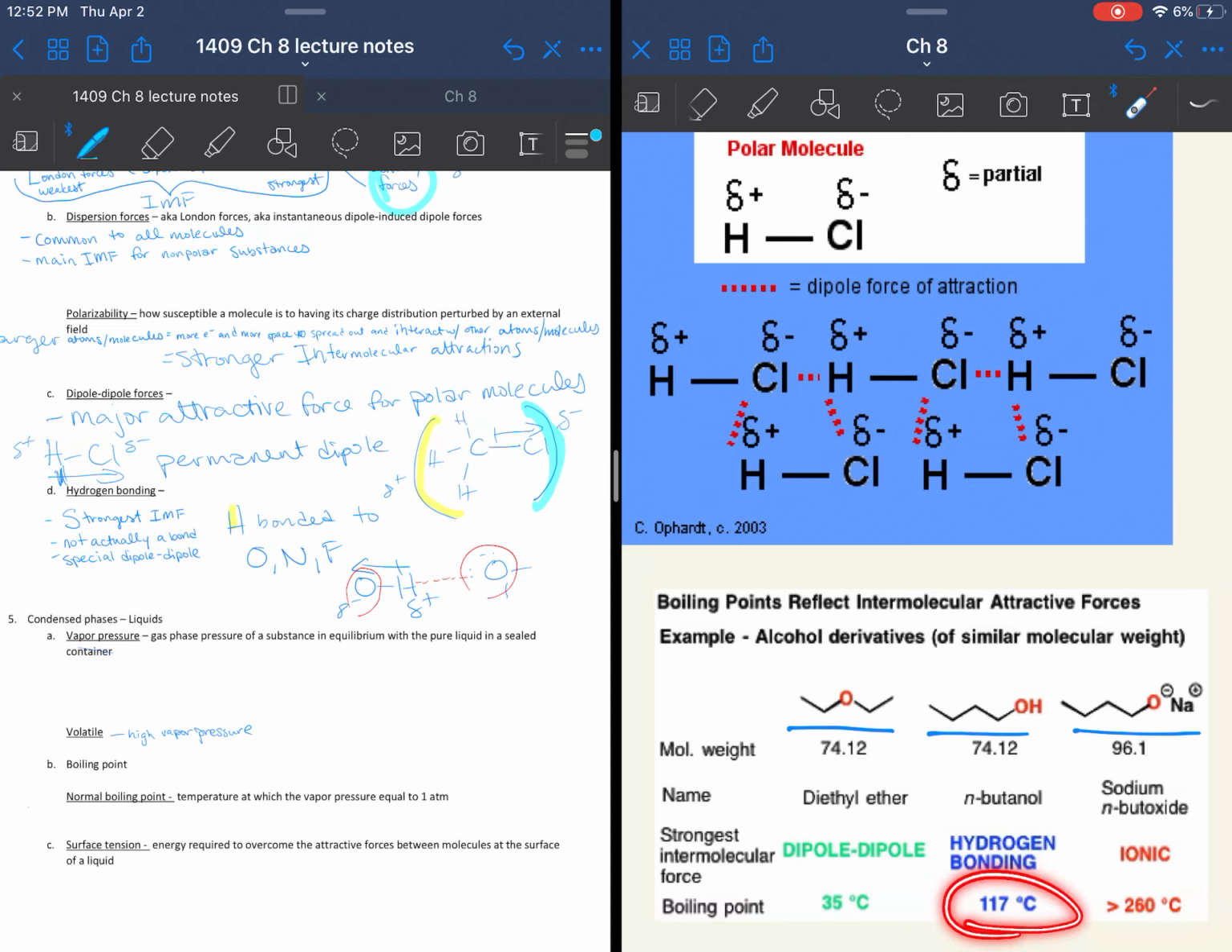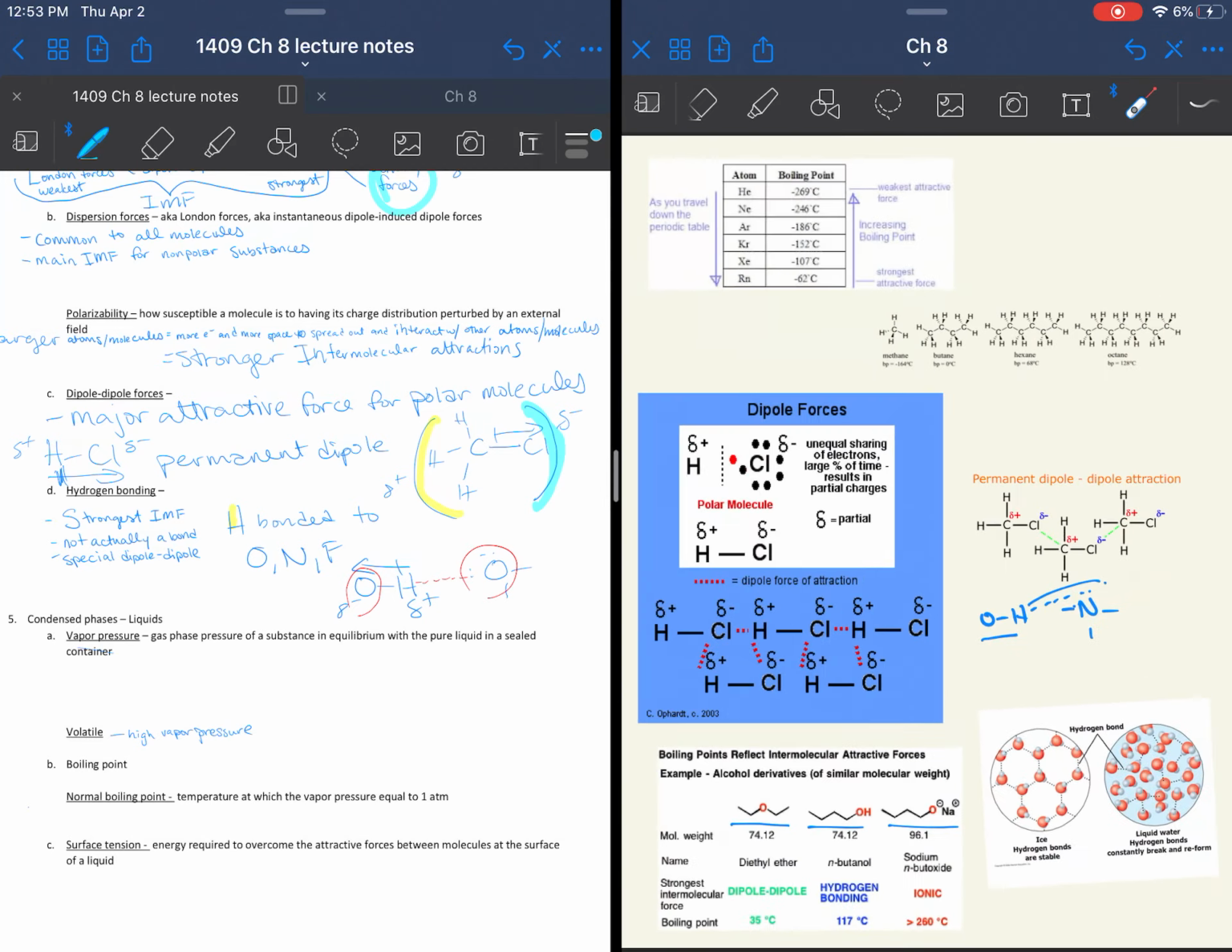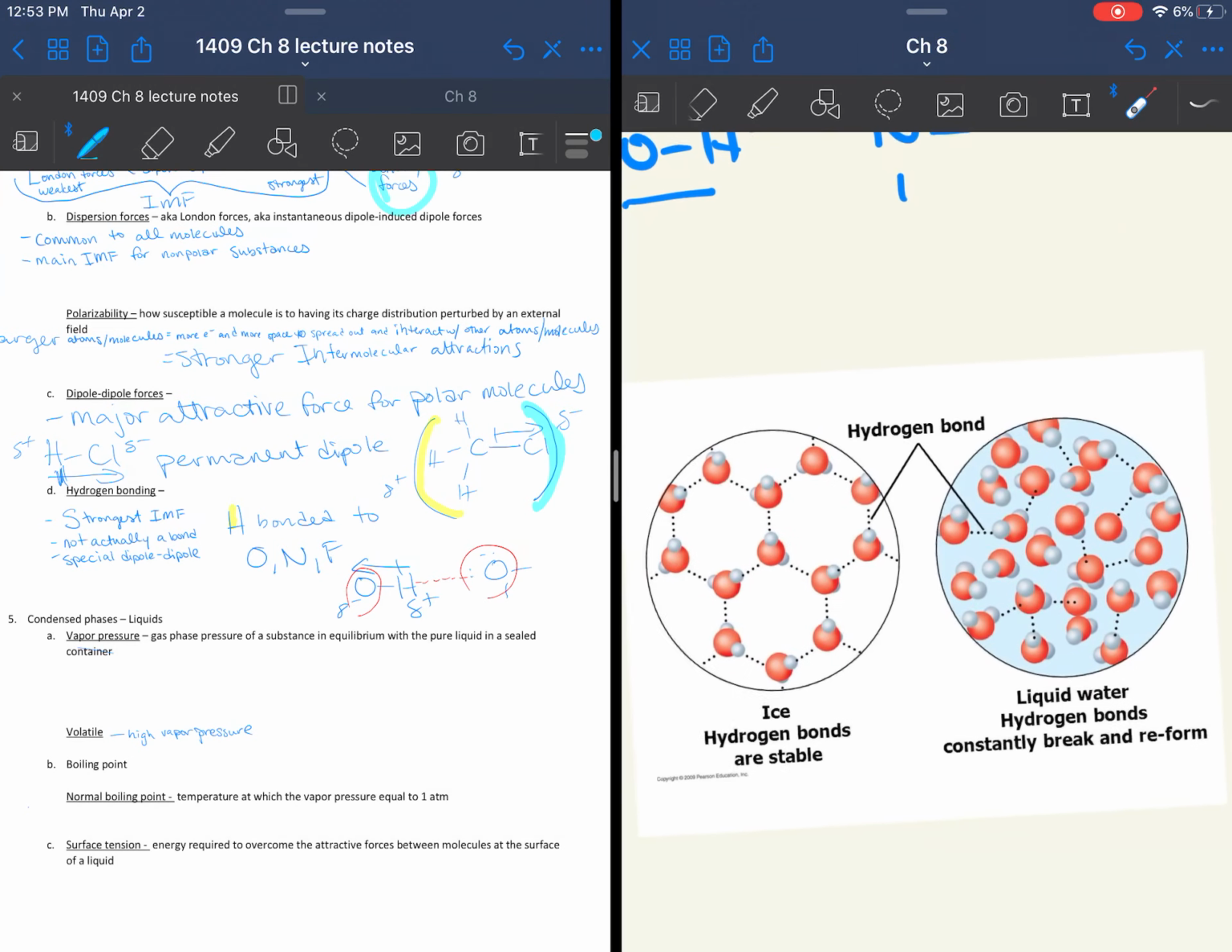And we see the difference reflected in the boiling points. The dipole-dipole interaction is the lowest. The one that can hydrogen bond is significantly higher. And the one with an actual ionic bond is going to be much higher, right? Ionic bonds are much stronger than these intermolecular forces.